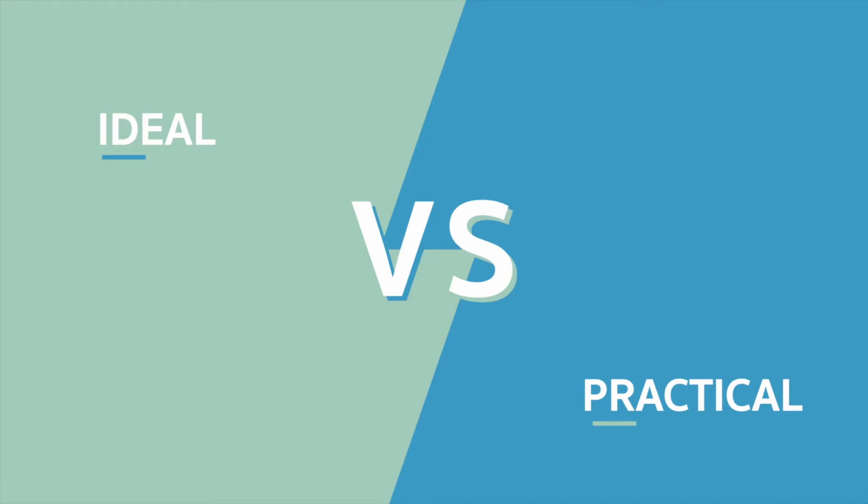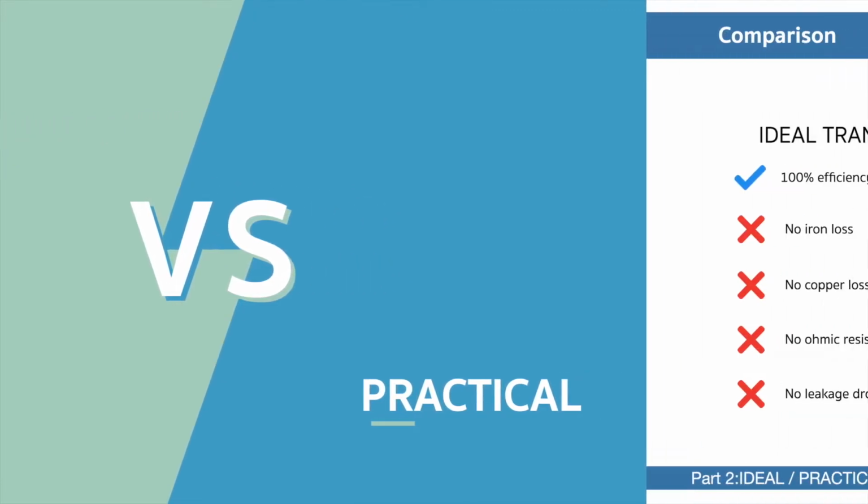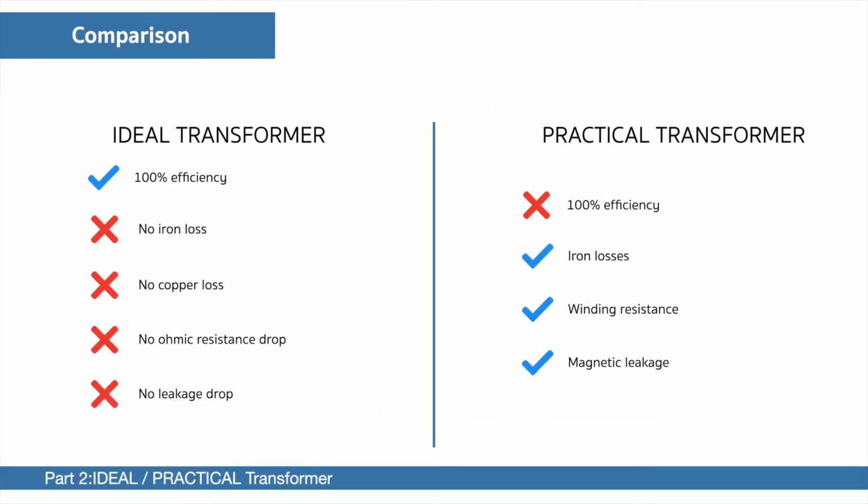Part 2. Ideal transformers versus practical transformers. An ideal transformer is nothing but a transformer which has 100% efficiency. In this case, there are two purely inductive coils, so there is no iron loss and no copper loss. Also, there is no ohmic resistance drop and no leakage drop.